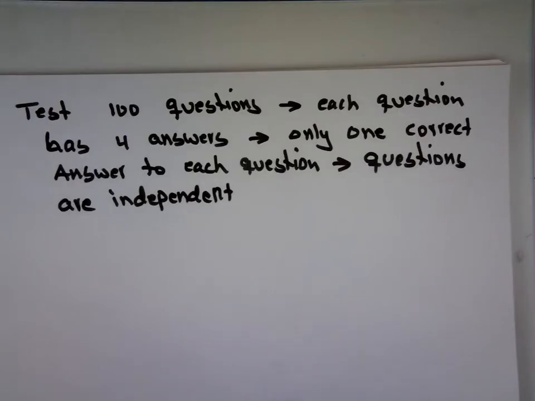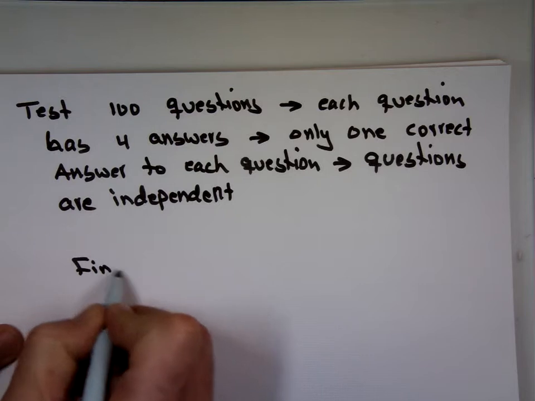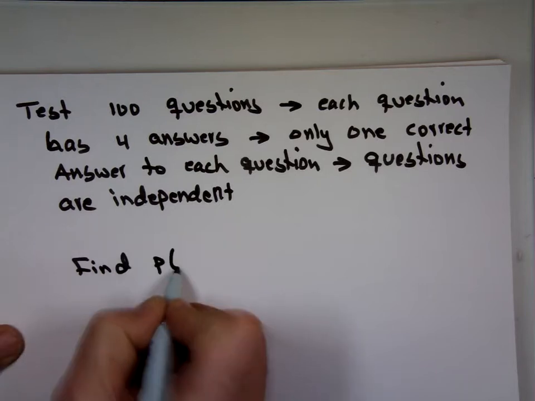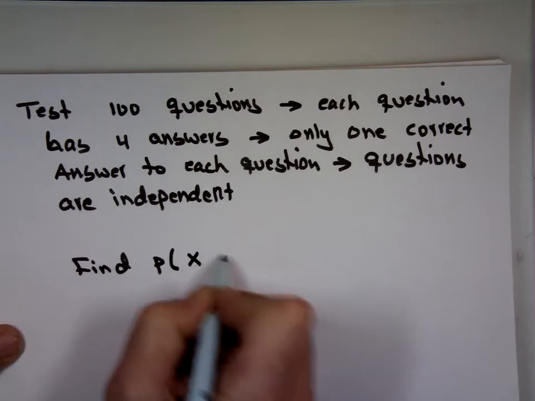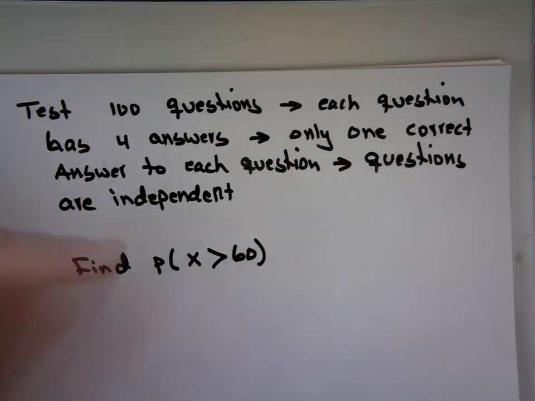And the question now, what is the probability? Find the probability of somebody passing the test, which means scoring more than 60. We'll define 60 as passing the test. You're getting a D or D minus. Why did I list all these statements?